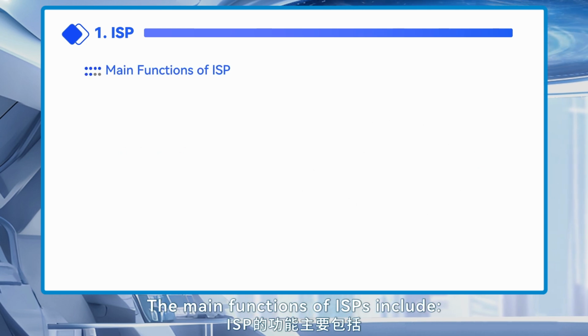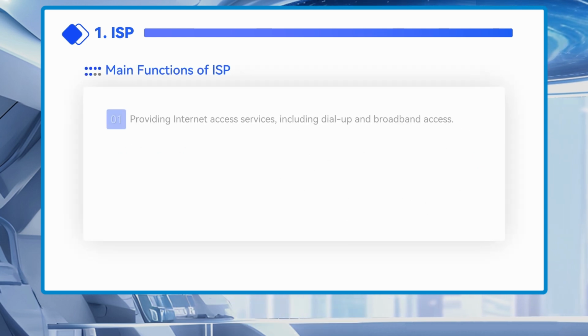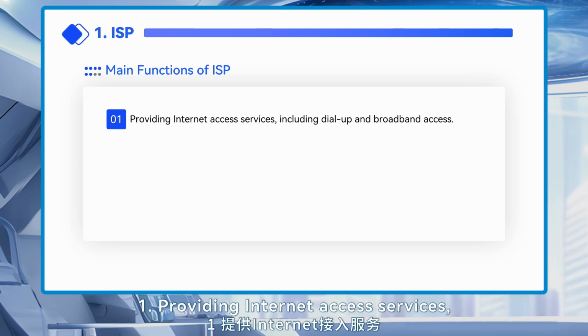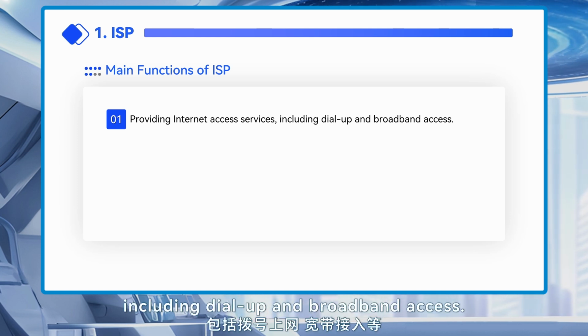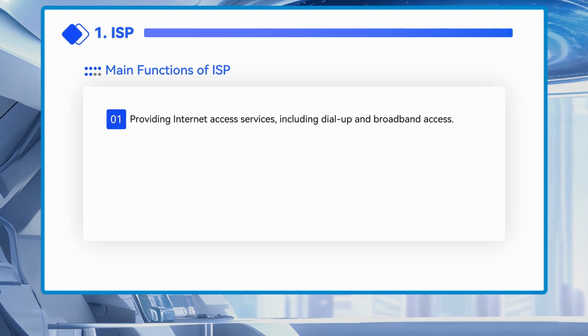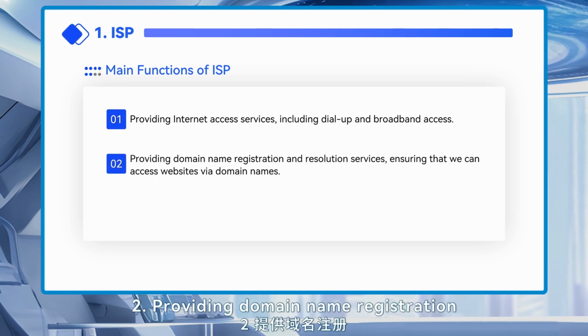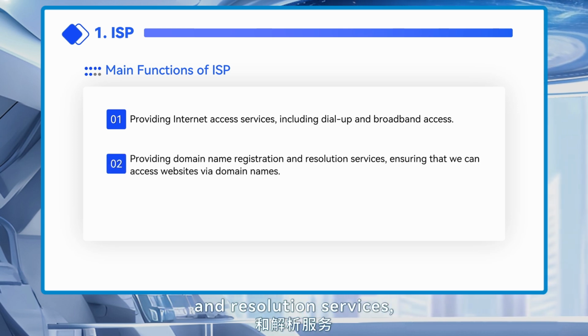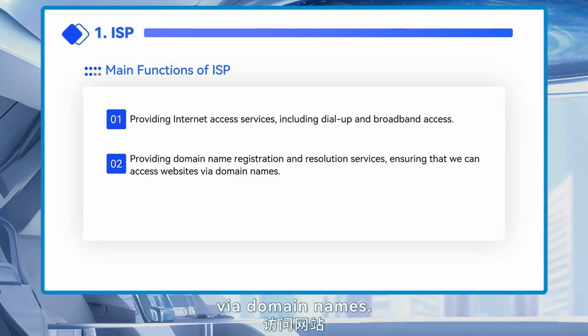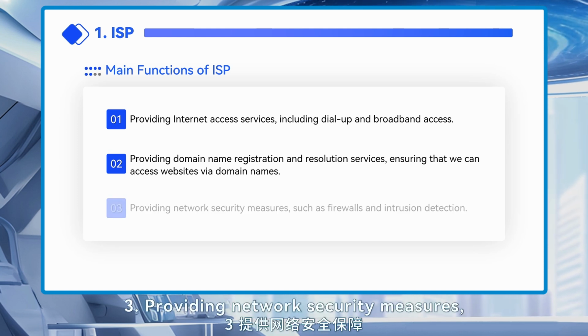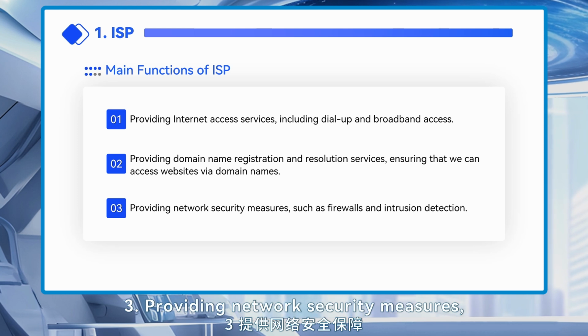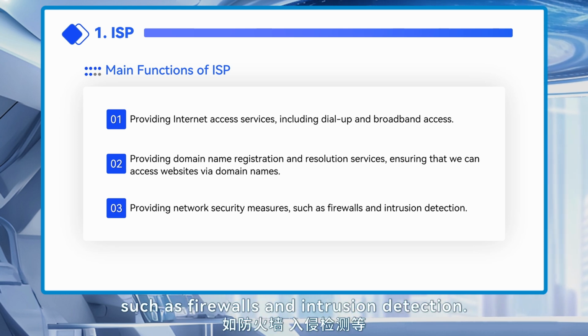The main functions of internet service providers include: 1. Providing internet access services, including dial-up and broadband access. 2. Providing domain name registration and resolution services, ensuring that we can access websites via domain names. 3. Providing network security measures, such as firewalls and intrusion detection.